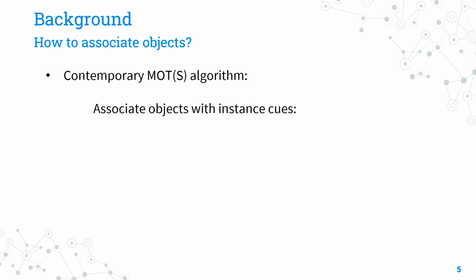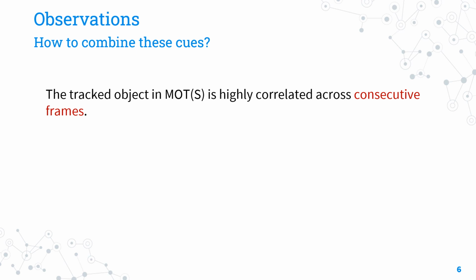Most contemporary MOTS algorithms use one of the following instance cues: motion cue or appearance cue. Even some algorithms consider both cues. They consider the object appearance and object motion as two independent sources. In our observation, the tracked object in MOTS is highly correlated across consecutive frames.